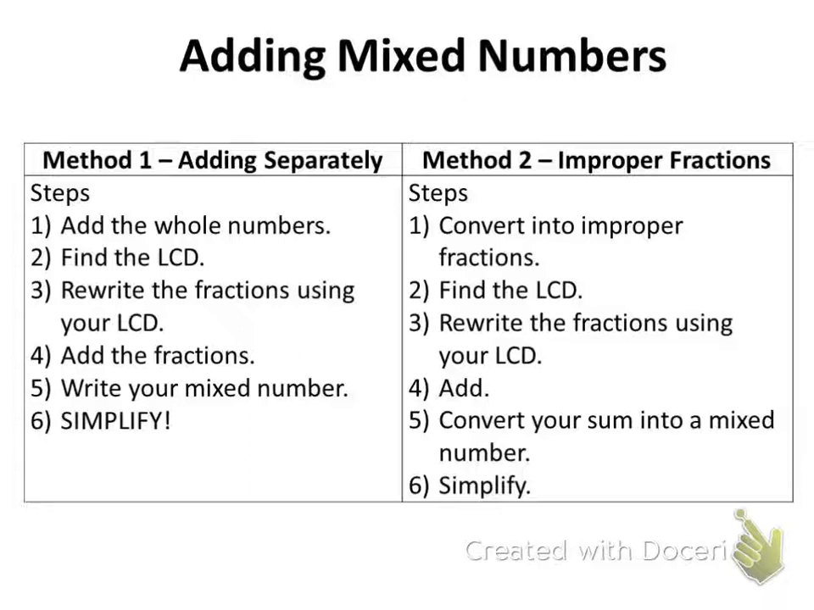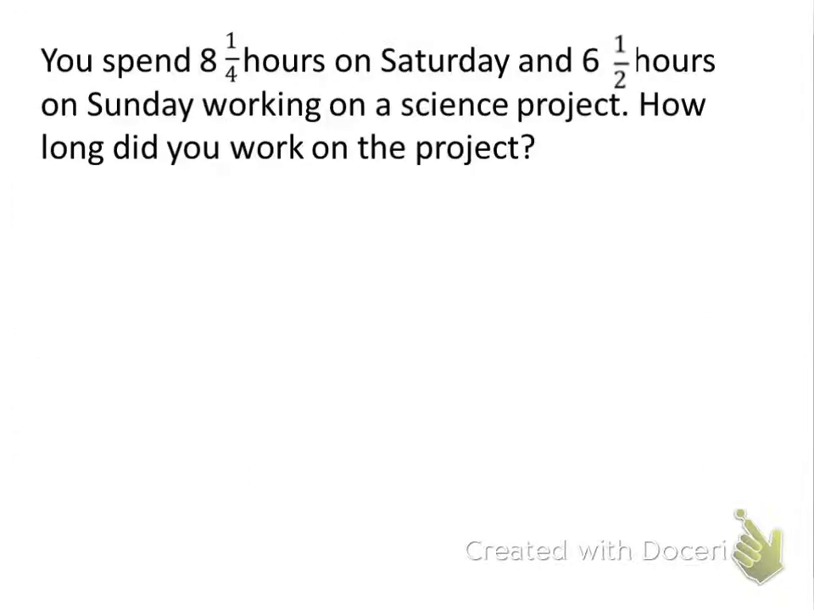For method 2, it's using improper fractions. So your first step is to convert the mixed numbers into improper fractions. Then the middle parts are the same. You find the lowest common denominator, rewrite your fractions using your lowest common denominator, add, and then number 5, you convert your sum back into a mixed number, and then you simplify. Okay, make sure you have these steps written down, and then let's start the examples.